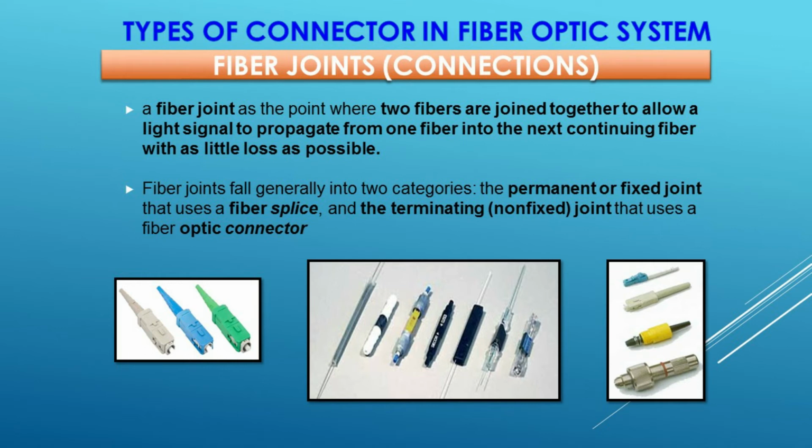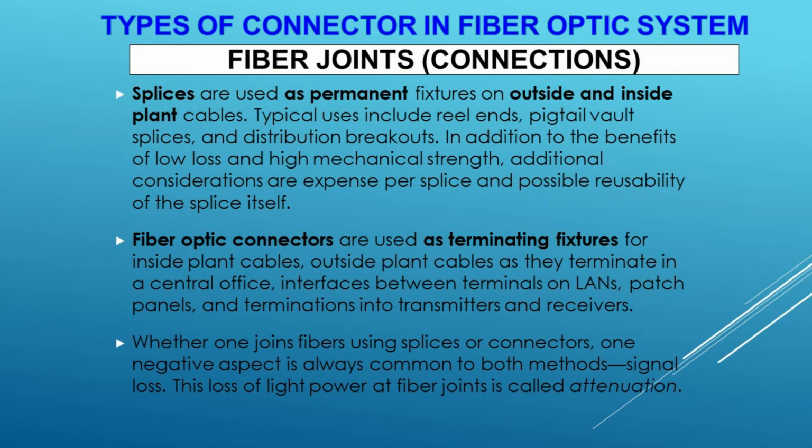Fiber joints. Connections. A fiber joint is the point where two fibers are joined together to allow a light signal to propagate from one fiber into the next continuing fiber with as little loss as possible. Fiber joints fall generally into two categories: the permanent or fixed joint that uses a fiber splice, and the terminating non-fixed joint that uses a fiber optic connector. Splices are used as permanent fixtures on outside and inside plant cables. Typical uses include reel ends, pigtail vault splices, and distribution breakouts.